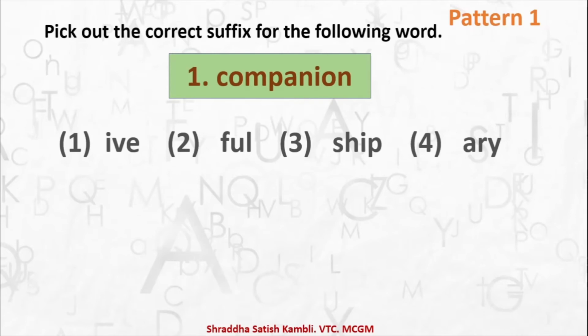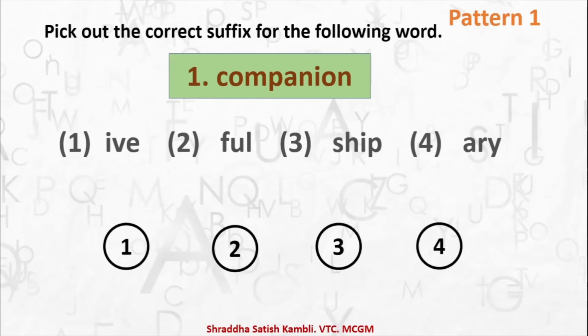Or is it companionary? Oh God, that's a difficult word. Let's decide which it could be. So it is not IVE, it is not FUL, it is definitely not ARY, so it is SHIP. So what will be the correct word? It will be companionship. Okay.